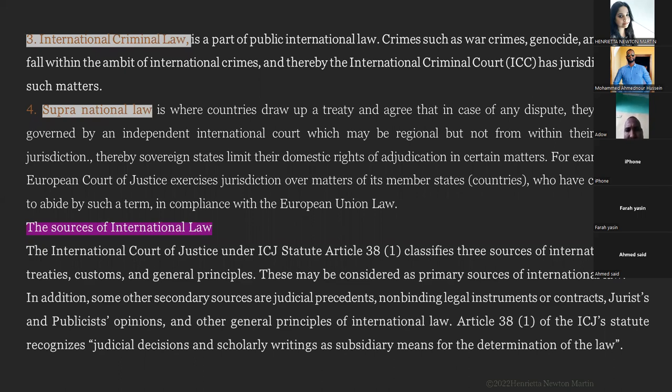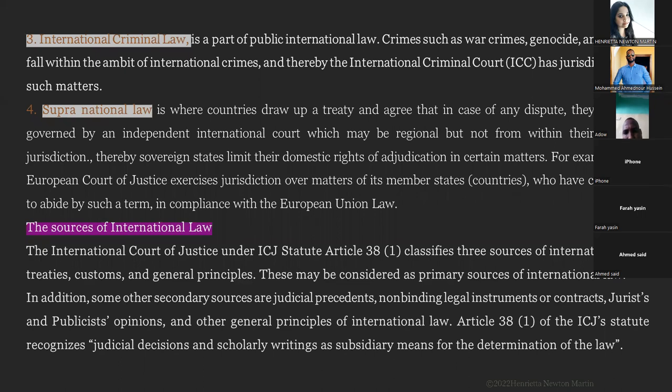The International Court of Justice under ICJ Statute Article 38 Clause 1 classifies three sources of international law. One is treaties, customs, and general principles. So these may be considered as primary sources of international law. In addition, some other secondary sources are judicial precedents, that is, laws by the courts, or the decisions that are given by the courts.